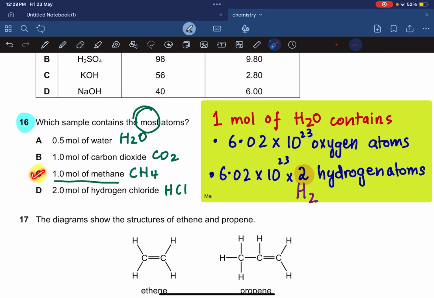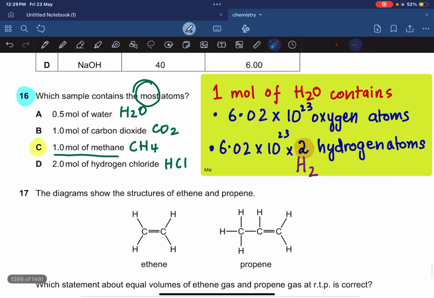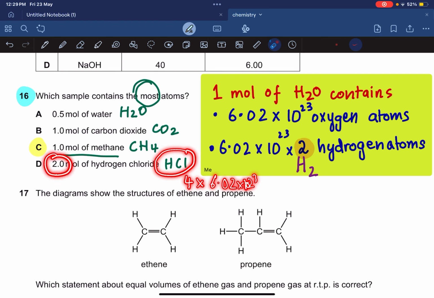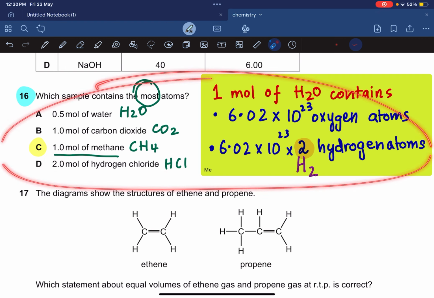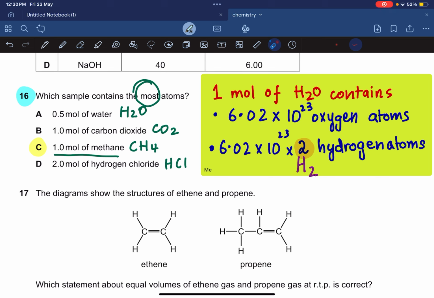So it's going to be option C. Why? Because it's going to be 5 times 6.02 into 10 raised to power 23, because total atoms are 5. Over here it's going to be 4 times 6.02 into 10 raised to power 23. Why? Because over here you have 2 moles, and 2 are going to be multiplied with the number of atoms that are 2, which are going to be then multiplied with the Avogadro's constant. I know this question was difficult, but that was the key concept. You had to understand the number of atoms, and you had to understand how you calculate the number of atoms from the molecular formula.